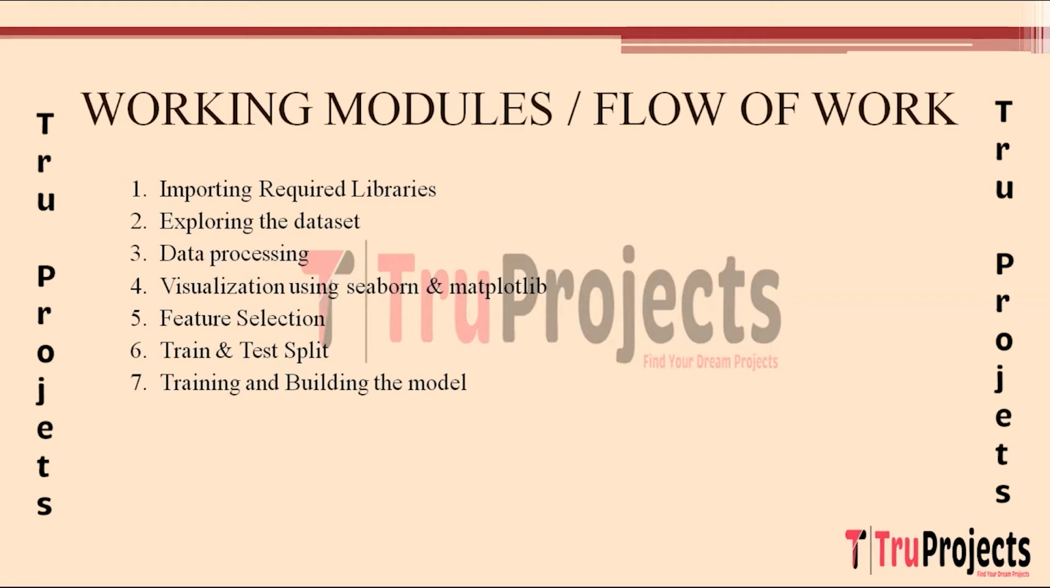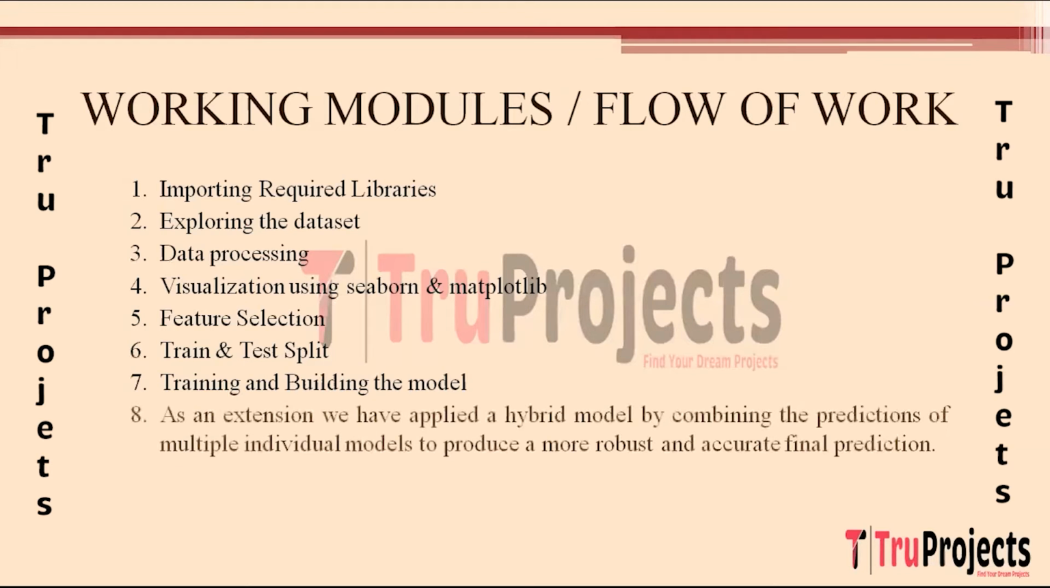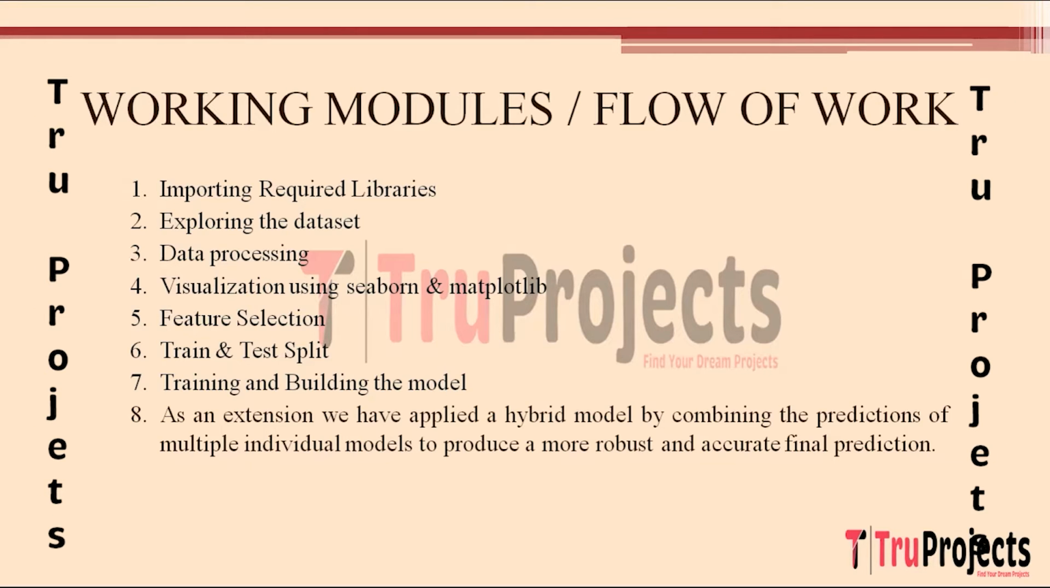In this step, various machine learning models, including LightGBM, XGBoost, Random Forest, and AdaBoost, are trained on the dataset to predict outcomes based on the selected features. And in the next step, as an extension, a hybrid model was implemented through voting classifier, which combines predictions from multiple individual models. This approach enhances predictive accuracy by leveraging the strengths of each model, resulting in a more robust and reliable final prediction.